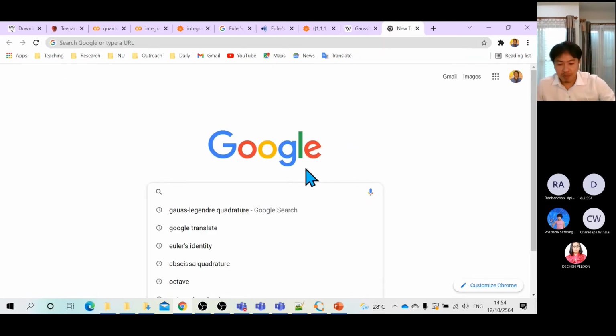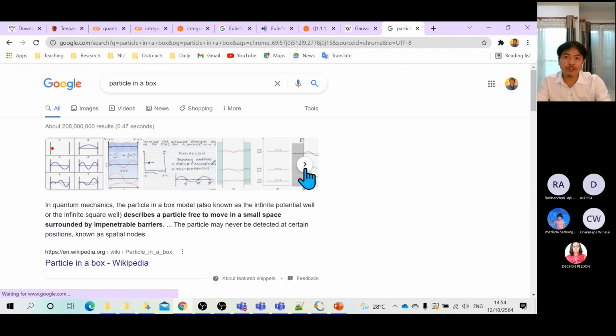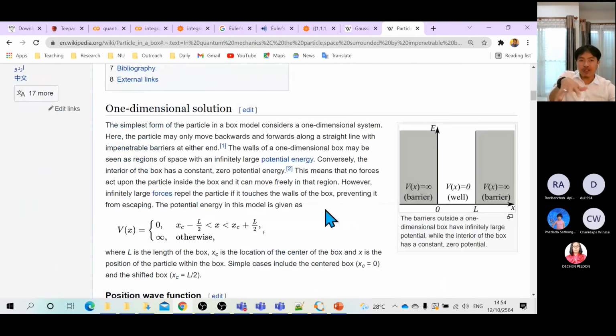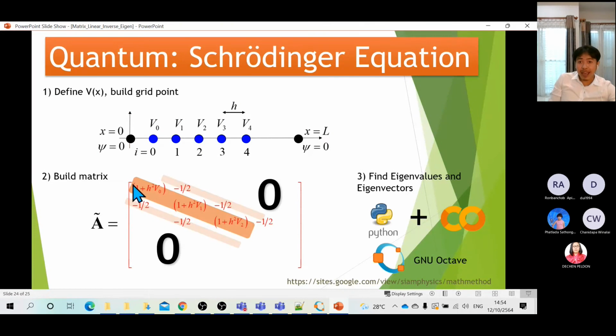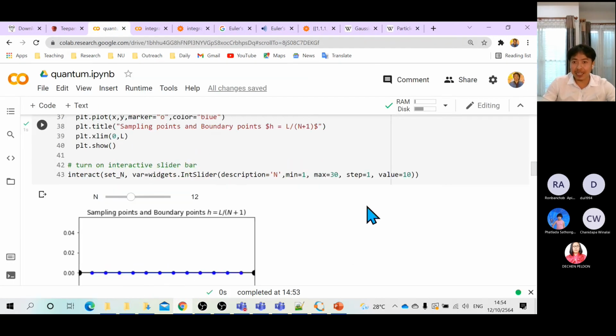Maybe you can trust Wikipedia. Search for particle in a box, a very famous and popular problem in quantum mechanics. The box is flat, so V is 0 in the middle. Because V is 0, we only have the number 1 here. So we begin with that simple problem, the particle in a flat box, and we are going to build on top of that a bumpy box.